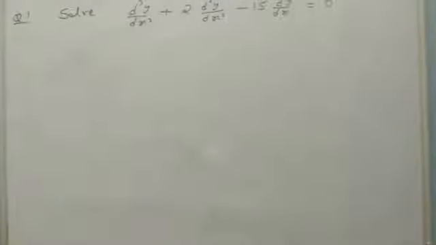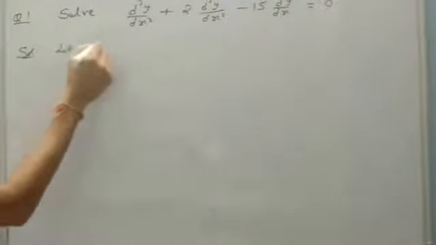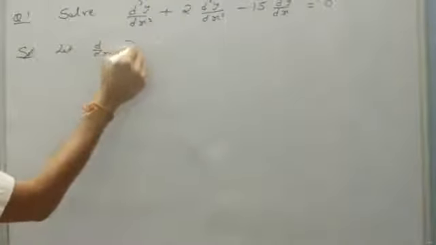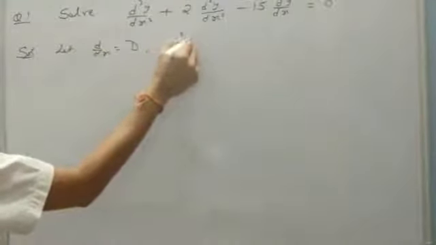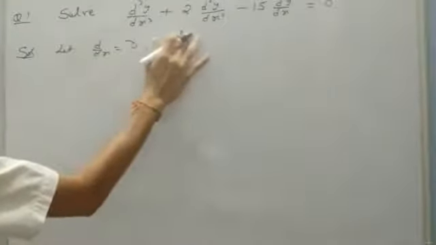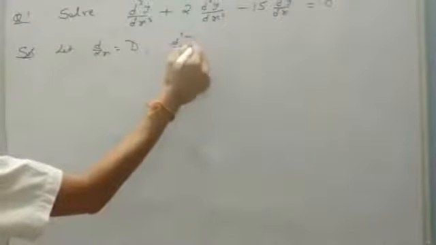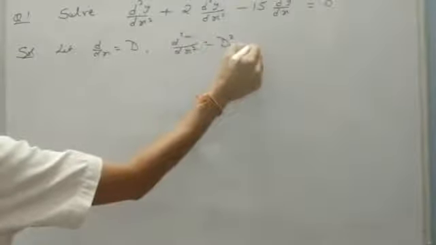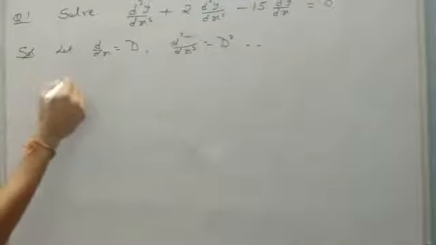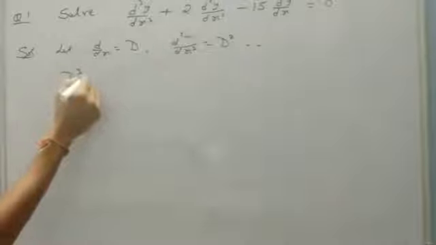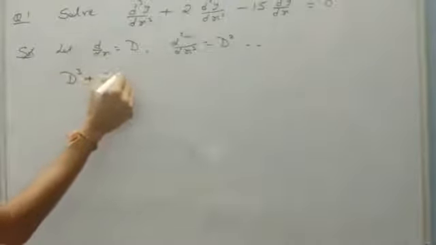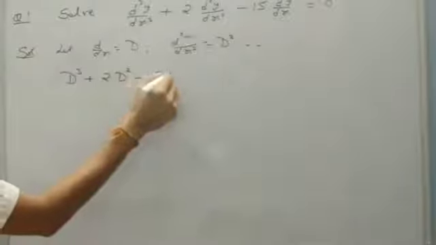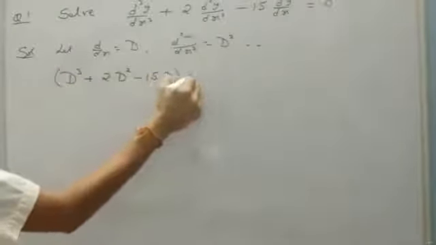So now is the first example. Solve the differential equation. Here we can say, let d by dx is equal to D and d square by dx square is equal to D square and so on. Then the equation becomes D cube plus 2D square minus 15D of y is equal to 0.